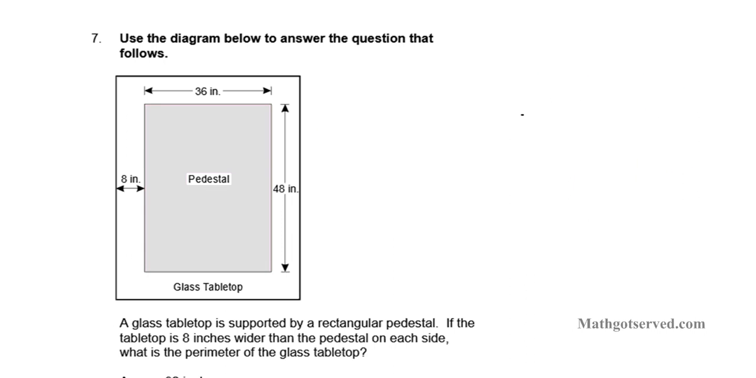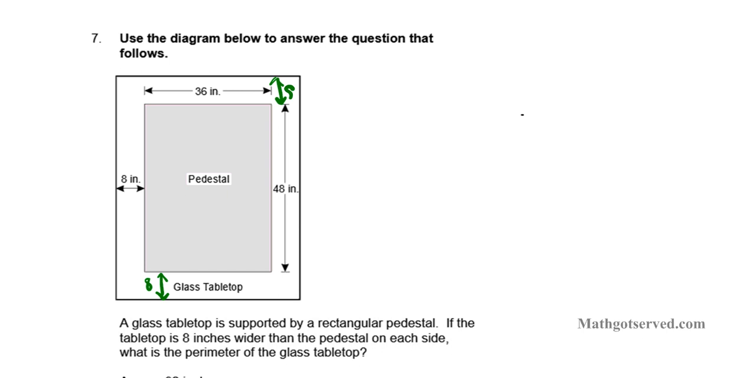All right. Now let's take a look at question 7. It says, use the diagram below to answer the question that follows. A glass tabletop is supported by a rectangular pedestal. If the tabletop is 8 inches wider than the pedestal on each side, what is the perimeter of the glass tabletop? So we're looking for this perimeter right here around the glass tabletop, okay? So it goes 8 inches longer in all directions. In all directions, it's 8 inches longer, okay?